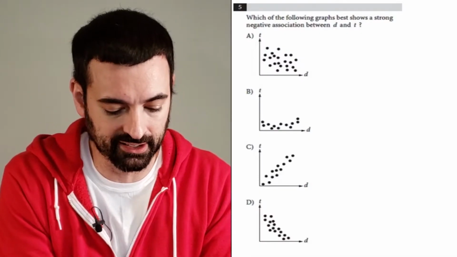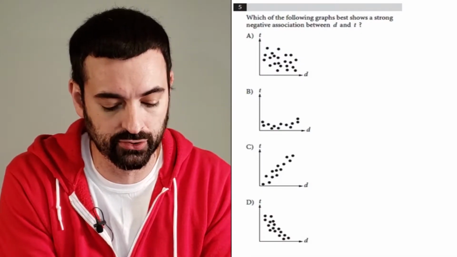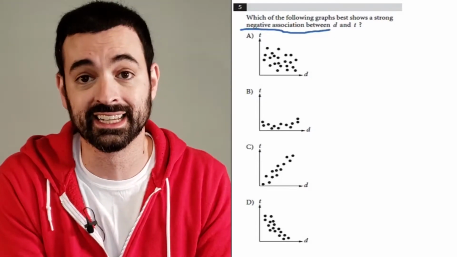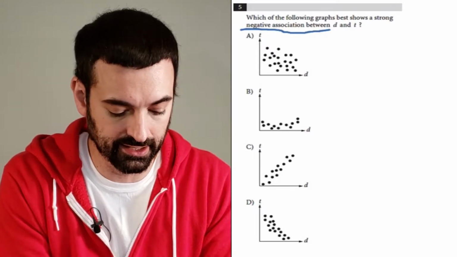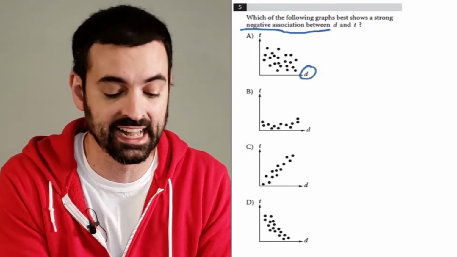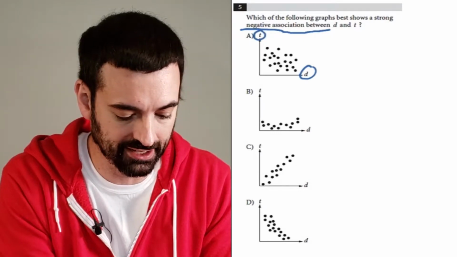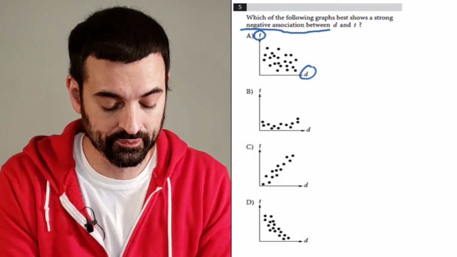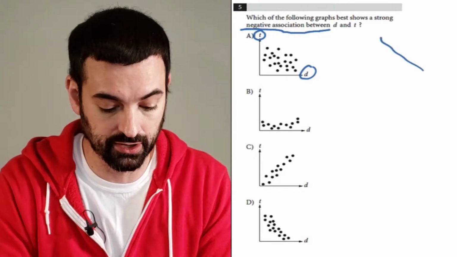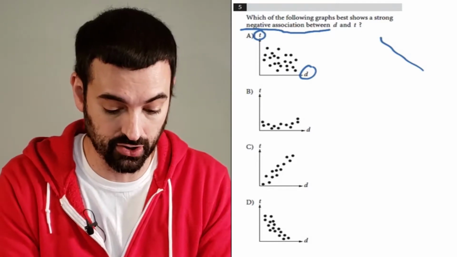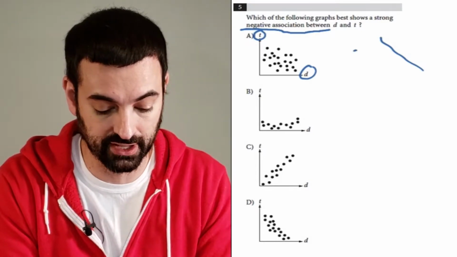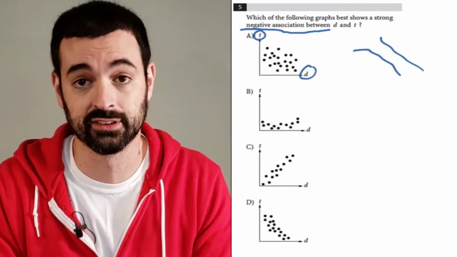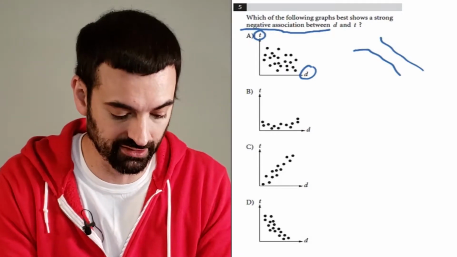All that's being asked is which of the following graphs best shows a strong negative association between D and T. D is our horizontal axis, that's our x-axis. T is our vertical axis, that's our y-axis. And so we're really just looking for a negative relationship, something that goes down. Now, things can go down in a linear fashion, they can go down in an exponential fashion, and we're looking for the strongest negative relationship or negative association.